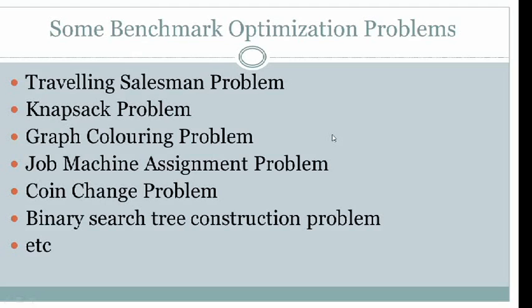Now I want to give some examples, that is some benchmark optimization problems. The traveling salesperson problem, we know it very well. Knapsack problem, graph coloring problem, job machine assignment problem, coin change problem, binary search tree construction problem. All these are optimization problems.